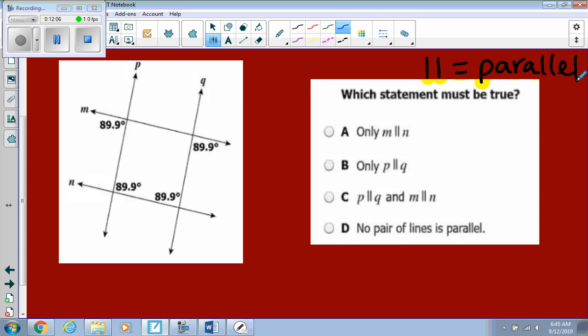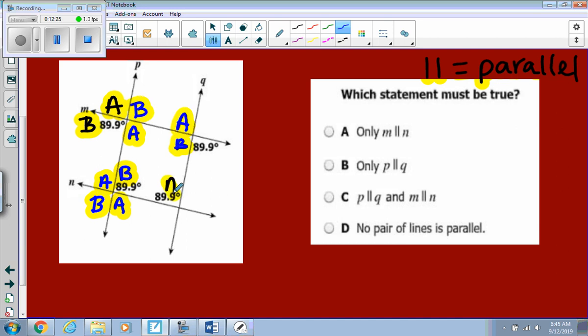true. So the best strategy to go about this is to put your A's and your B's on your picture. So I'm going to do that. I'm going to put my A's and B's everywhere on my picture, on both lines. Okay, so we've got my A's and B's.